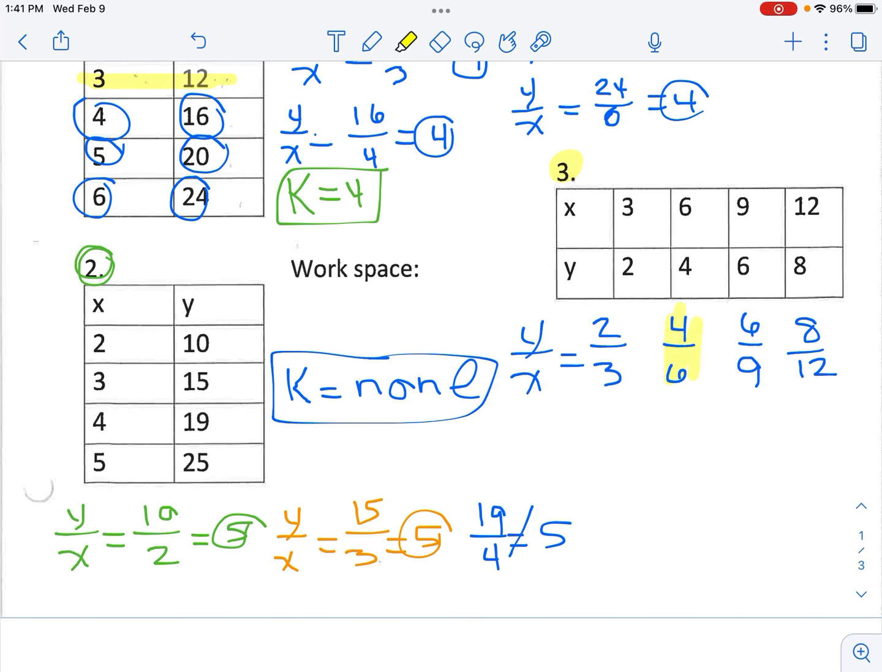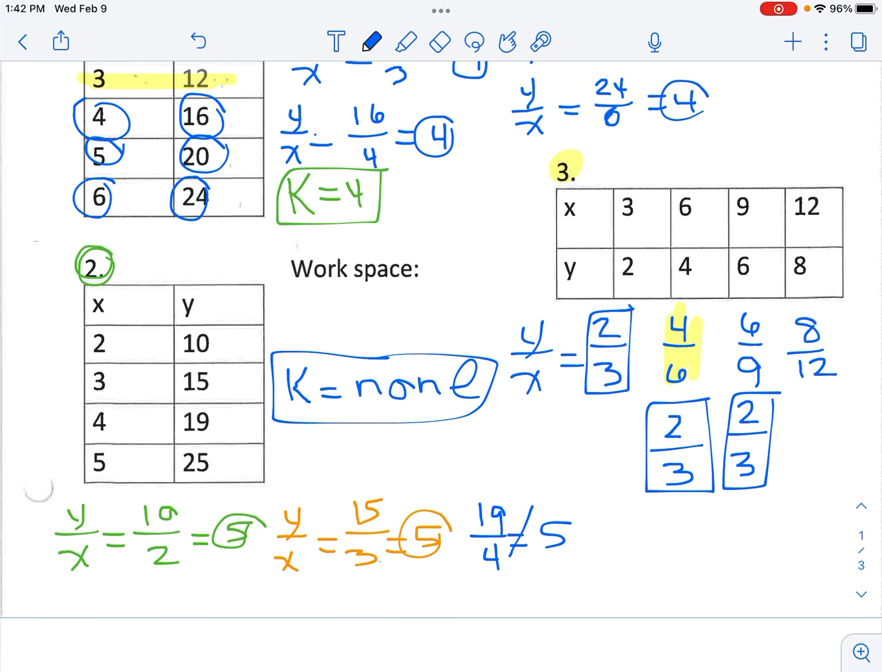If I'm looking at this and I simplify that, I would divide by 2. So 4 divided by 2 is 2, and 6 divided by 2 is 3. So I've got 2 to 3 for the first column. My second column simplifies to 2 to 3. If I look at 6 to 9, 6 divided by 3 is 2, and 9 divided by 3 is 3. So that simplifies to 2 to 3.